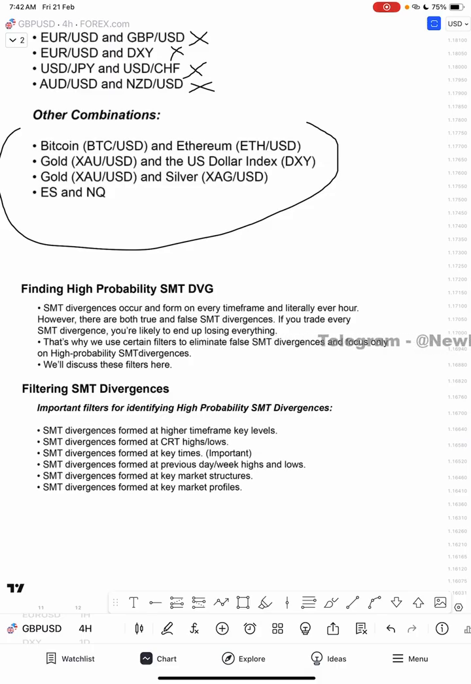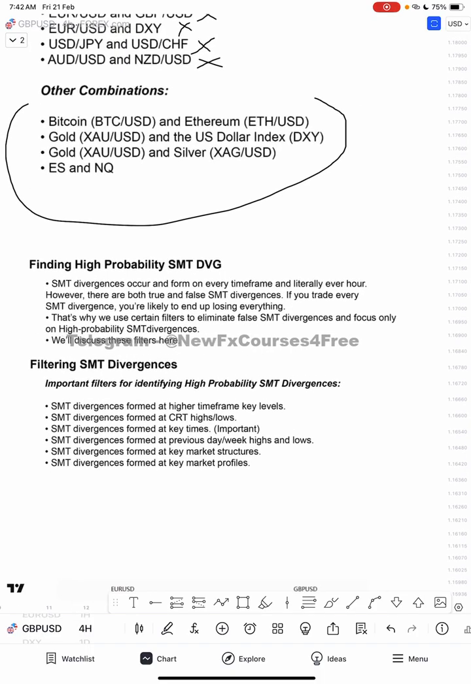So here are some of the important filters to identifying high probability SMT divergence. SMT divergence formed at higher time frame key levels. SMT divergence formed at CRT lows, also formed at key times, which is actually very important. SMT divergence formed at previous day highs or lows, or previous week highs or lows. SMT divergence formed at key market structures. SMT divergence formed at key market profiles.